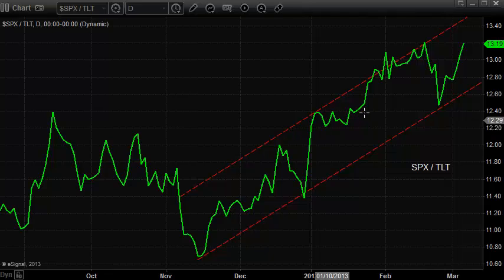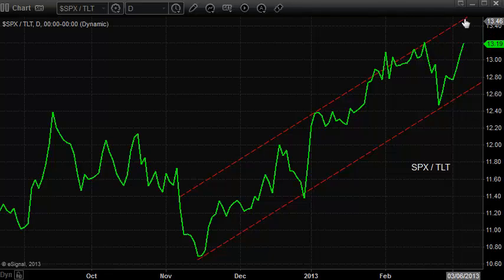You can see the angle of ascent here is very steep. There's been a real scramble here off that last low in the market to put risk back on. We've just about matched the previous high in the ratio here, meaning the appetite for risk is as high as it's been all year so far. So keep an eye on this.